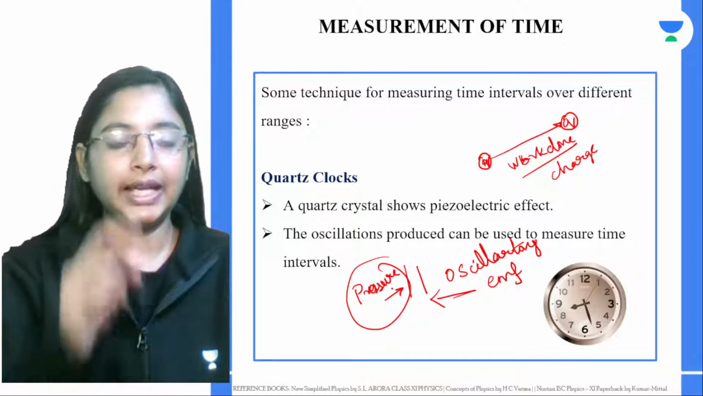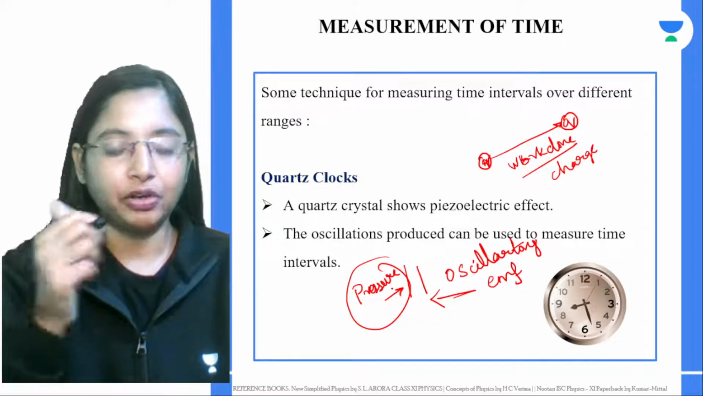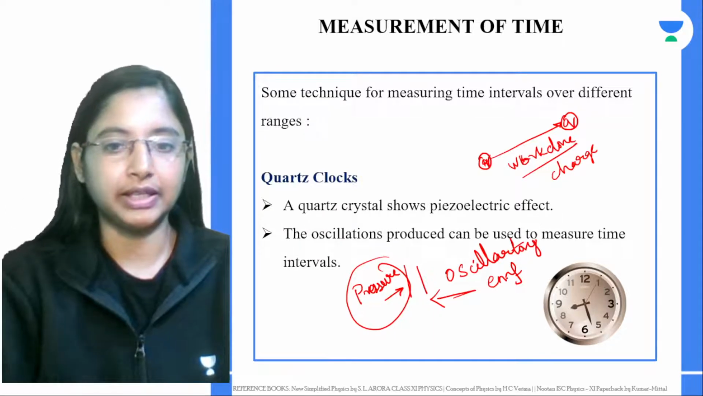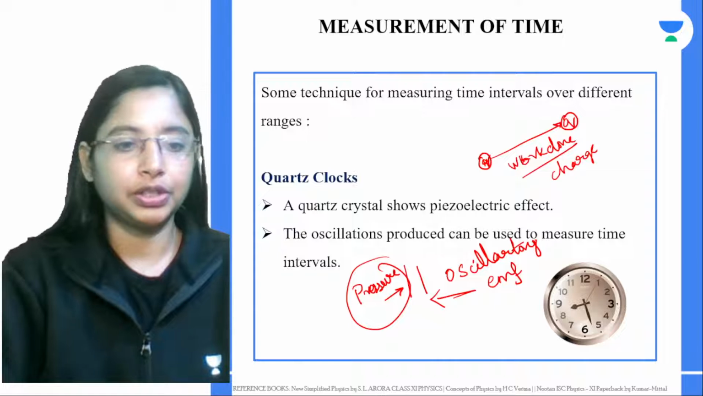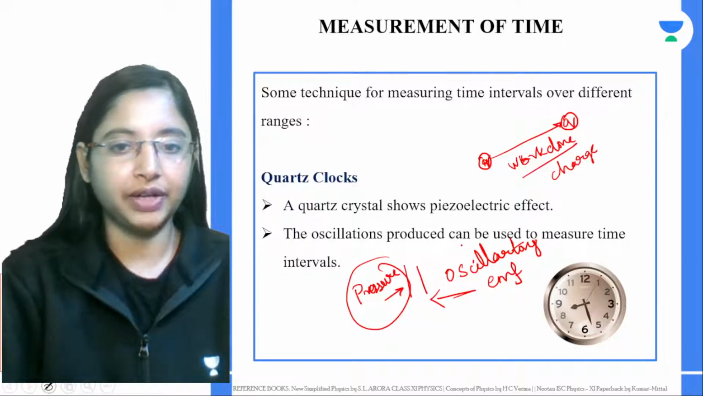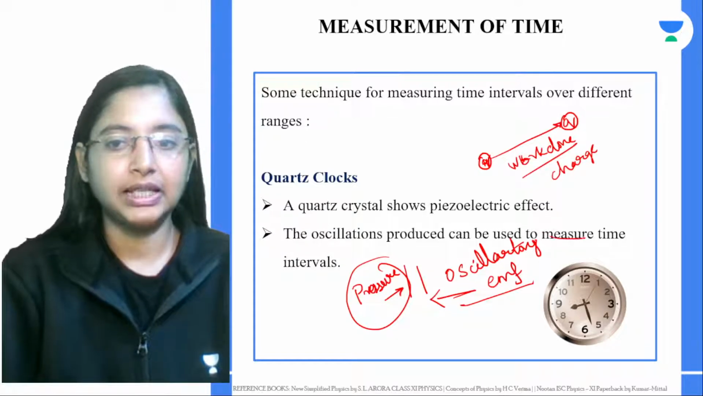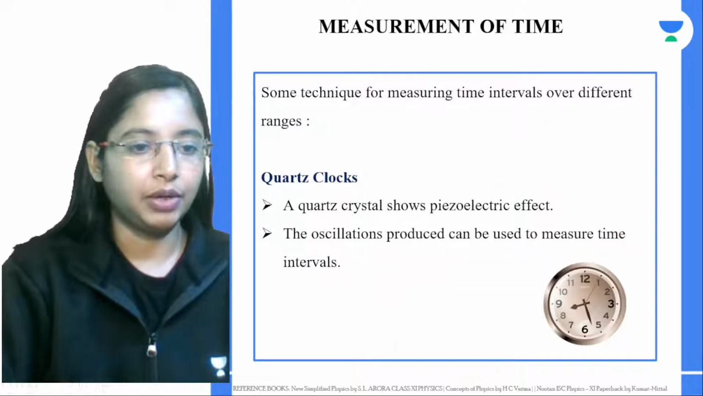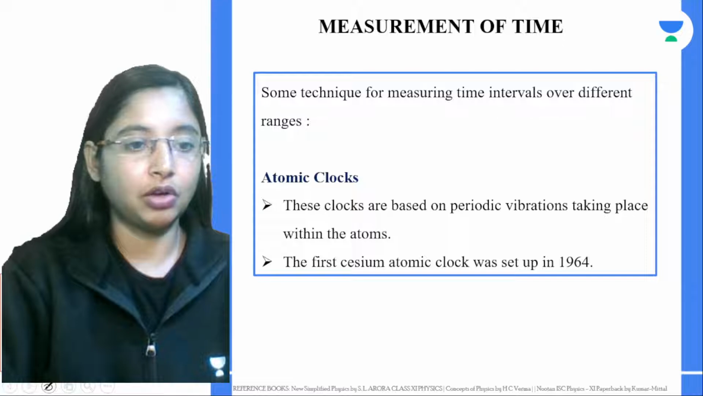Now, any mechanical pressure or force that you're applying is converted into electrical energy in this case. The oscillation produced is used to measure the time intervals. Other than this, the next is the atomic clock.